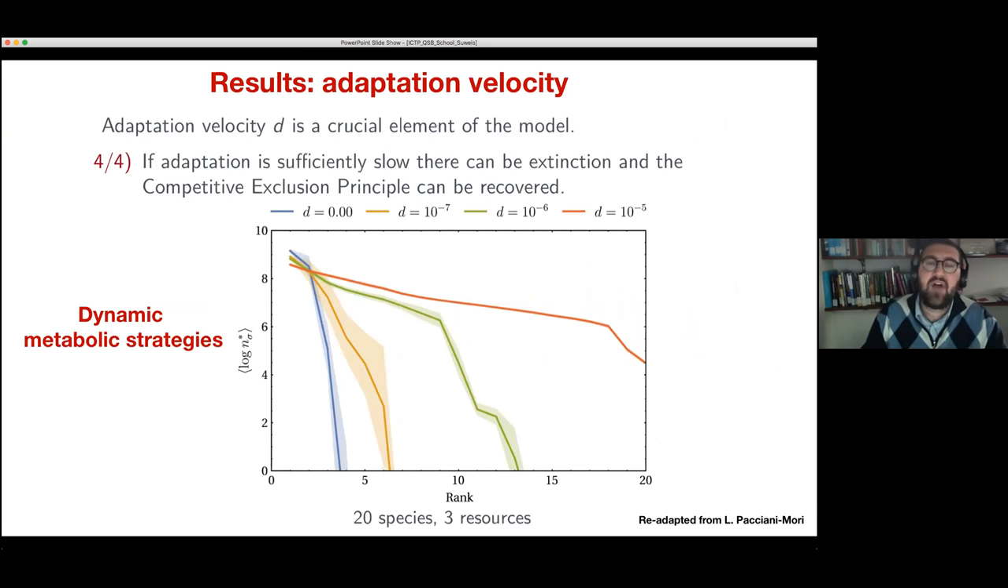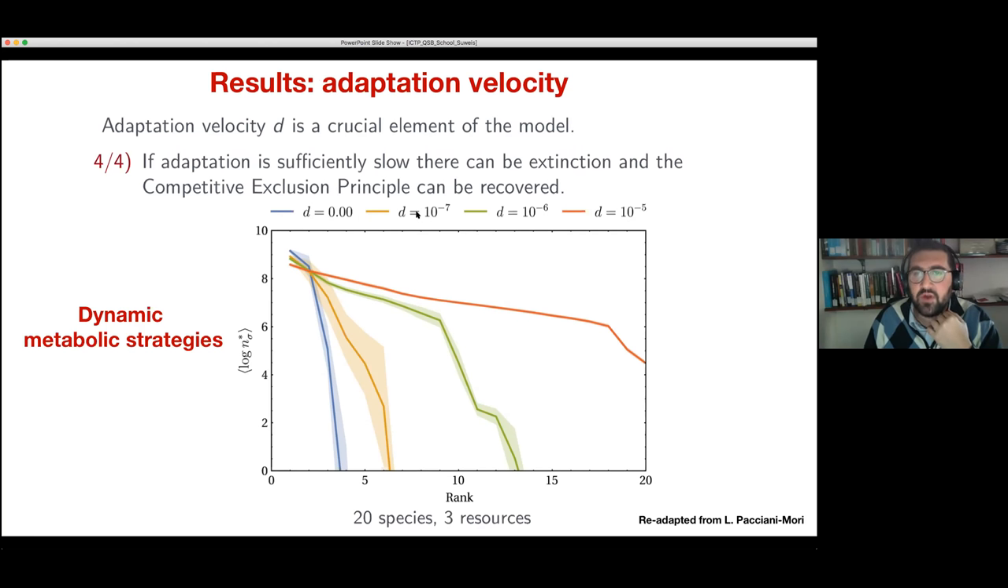Finally, one can say, okay, but here we have a new paradox: everybody always survives. Well, this is not true, in the sense that it depends on the velocity of the adaptation and on the velocity of the perturbation. Here we plotted the rank abundance curve, the log of the stationary abundance of a community of 20 species and 3 resources, for different adaptation velocities and also for no adaptation at all. For no adaptation at all, of course, you recover the competitive exclusion: only 3 species survive.